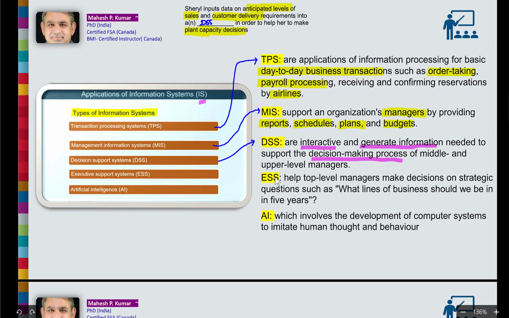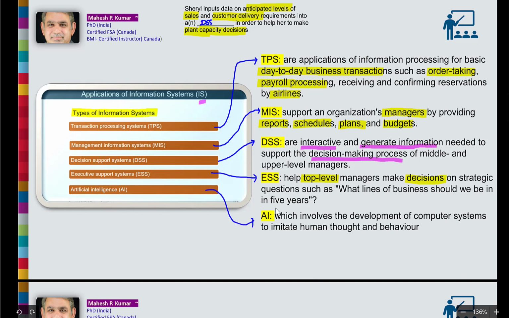Then some information systems like the executive support system help executives, the top level managers, in making strategic decisions, like what lines of business the business should be in for the coming 5 years. So these are very strategic decisions. Every business sells something, right? And these are lines of business. Some companies are producing something, some companies are producing another thing, right? So what are those lines of business you should be in 5 years from now? If the top executive has to make that decision, then they would definitely need some sort of information system, and those are called ESS, executive support systems.